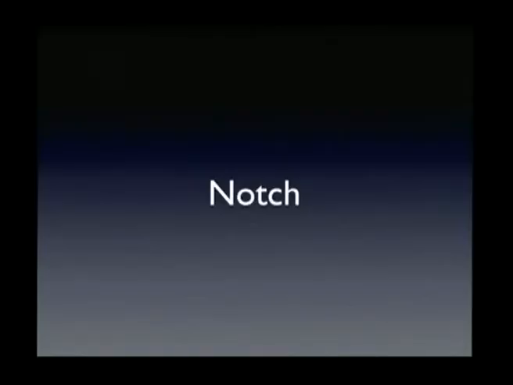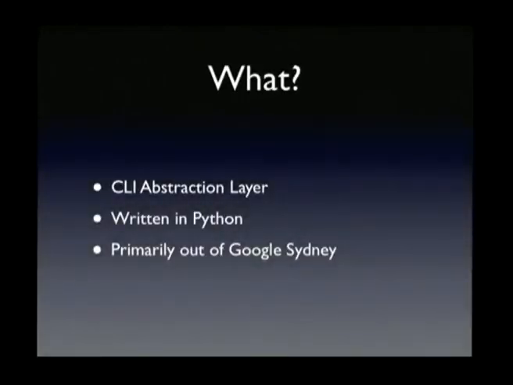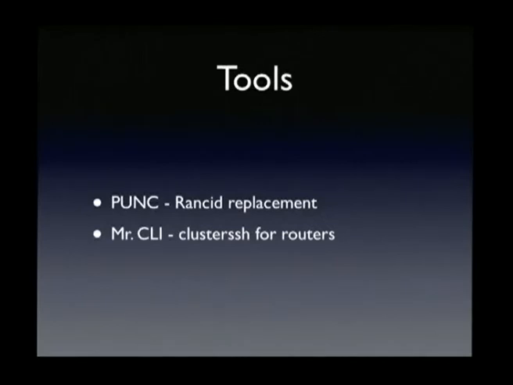So there's another new tool which has come out recently. It's called Notch. It's a CLI abstraction layer written in Python. It's primarily out of Google Sydney, but that's more because that's where a couple of the developers have been. Some of them now aren't, but primarily out of Google Sydney. What makes it cool is two tools that have basically been developed: Punk, which is a RANCID replacement, and Mr. CLI, which is cluster SSH for routers.